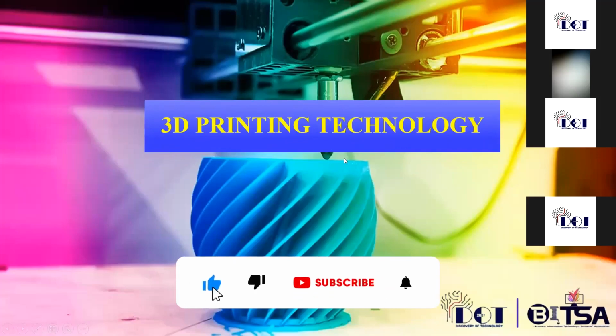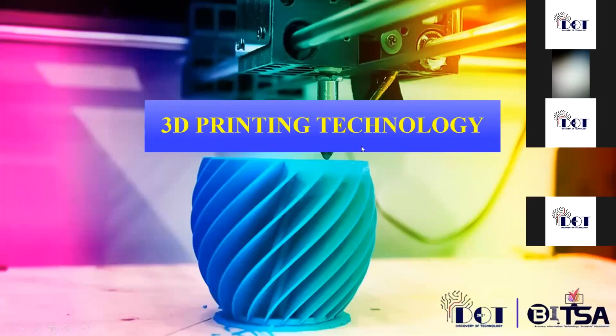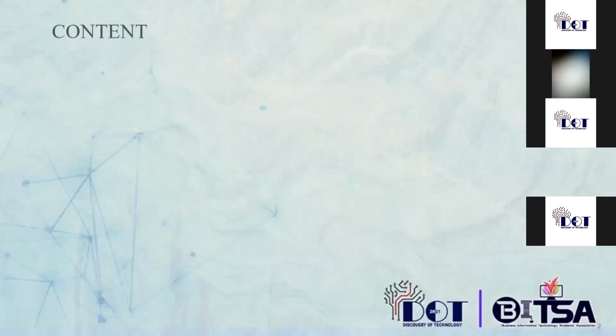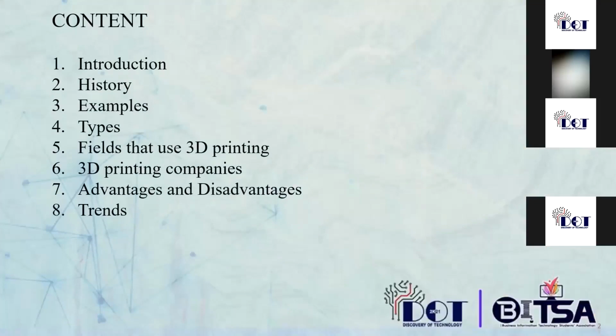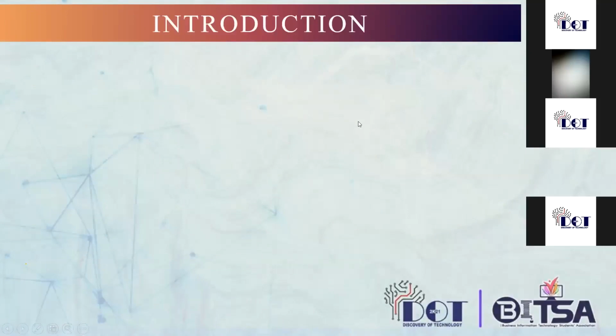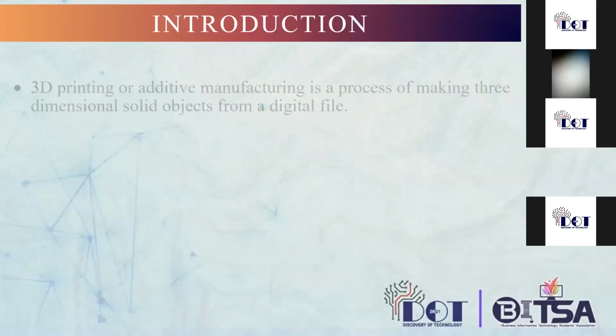As you can see on the screen, our presentation is about 3D printing technology, the tool of the future. These are the contents about 3D printing technology: introduction, history, examples, types, fields that use 3D printing, 3D printing companies, advantages and disadvantages, and the last one is trends. We start our presentation from the introduction of 3D printing technology.